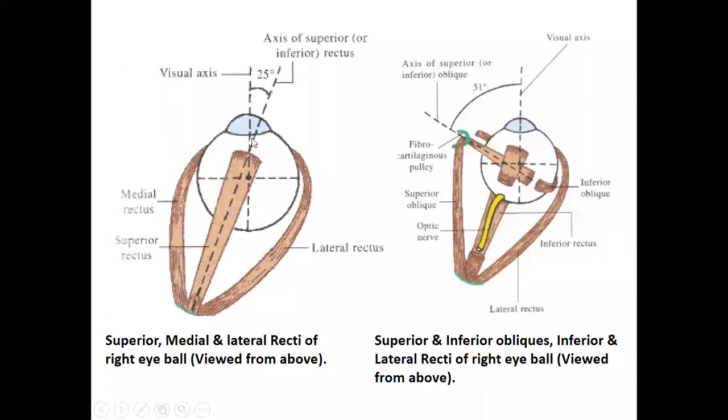Now if you see the direction of superior rectus and inferior rectus, this makes an angle of 25 degrees with the visual axis. And in this slide, this is the direction of superior oblique and inferior oblique. These oblique muscles make an angle of 51 degrees medial to the visual axis.